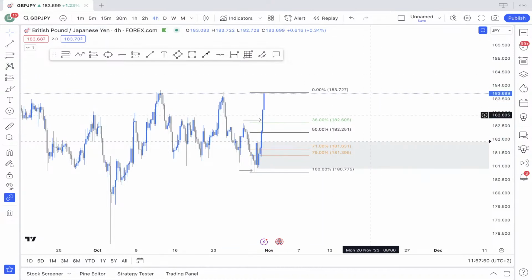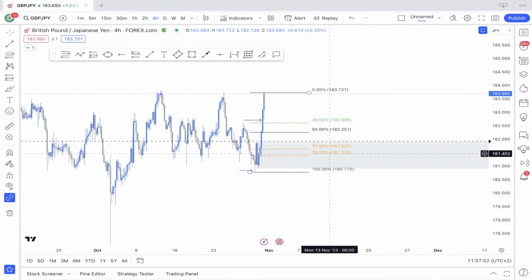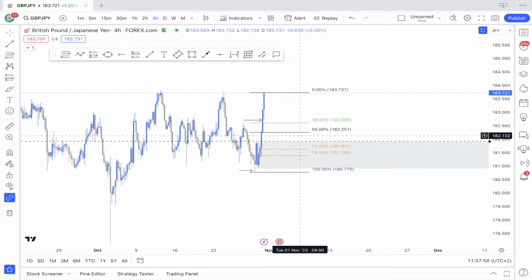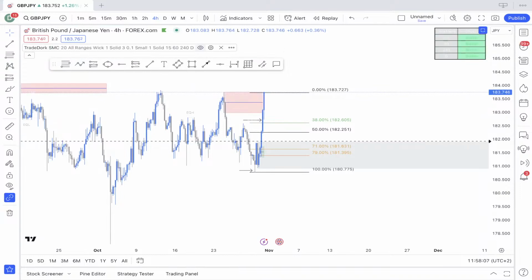Again, we have this unmitigated order block lining up perfectly with our area of interest. We always want to see either a fair value gap or an unmitigated order block lining up with our area of interest. And that's exactly what we have right here. And if we enable the Trade Org indicator, let's see if we have some confluences with it. And yes, we do. And that is beautiful. That is very, very beautiful.